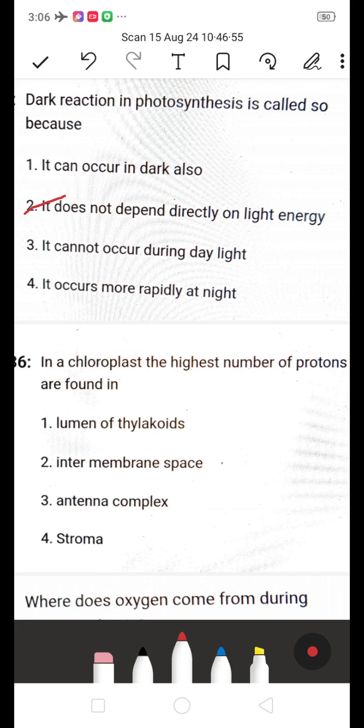Next, in chloroplast, the highest number of protons are found in: lumen of thylakoids, intermembrane space, antenna complex, stroma. In chloroplast, the highest number of protons are found in the lumen of thylakoids. This is the right answer.